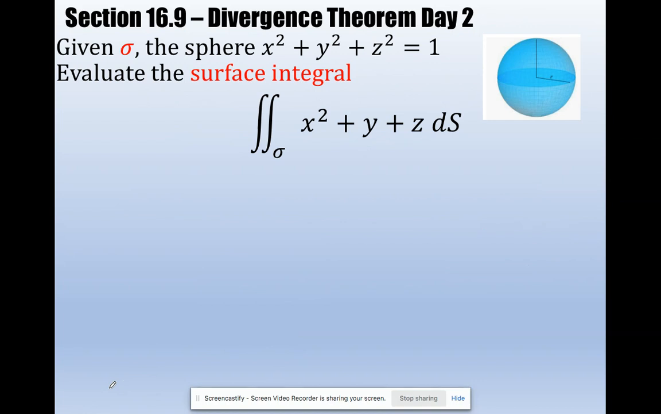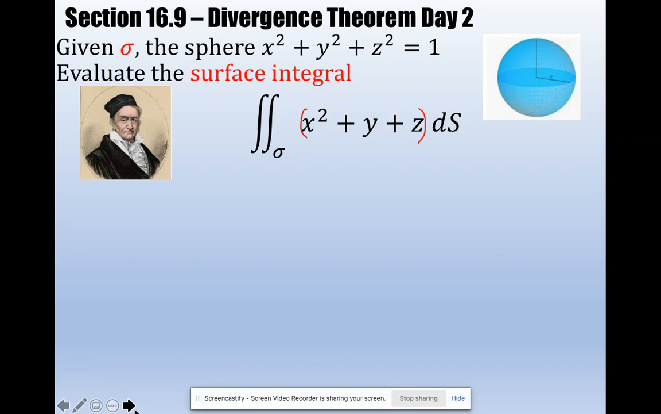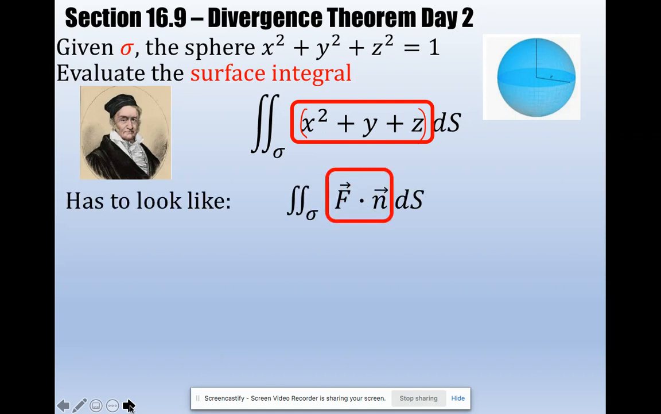So given our handy dandy sphere, here's our unit sphere. I want you to evaluate this surface integral. All right, so again, that's something floating around here. You can't use the divergence theorem on that. Gauss says, I don't think so, unless your integrand looks like this. You can't use the divergence theorem.